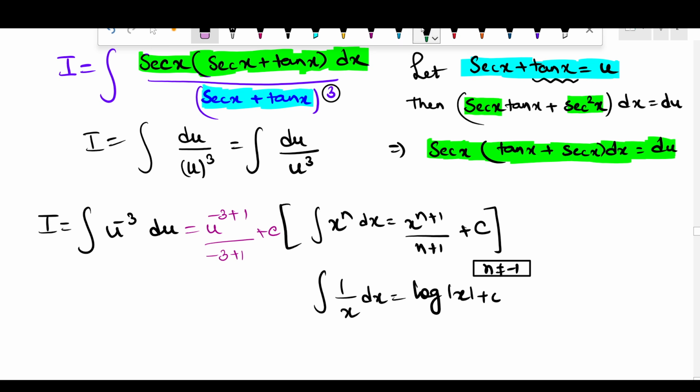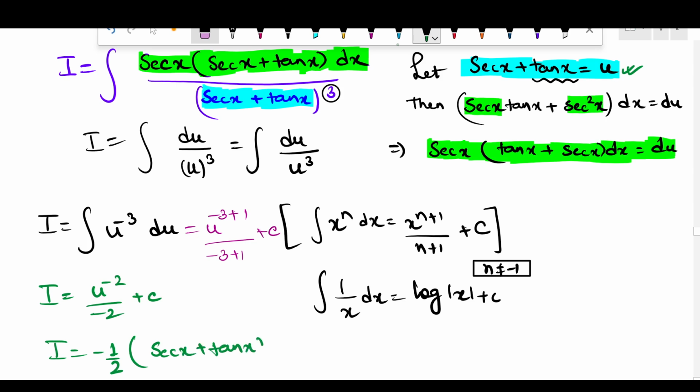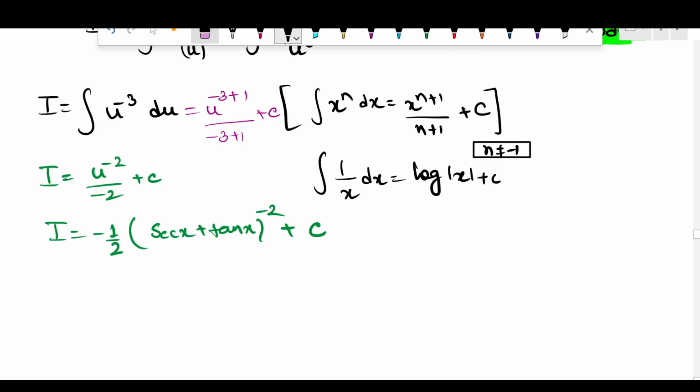Next, this will be equal to u to the power minus 2 upon minus 2 plus c. Now in place of u, we will put secant x plus tan x. This will be equal to minus half (secant x plus tan x) whole to the power minus 2 plus c, or more precisely, this minus half will be equal to 1 over (secant x plus tan x) whole square.